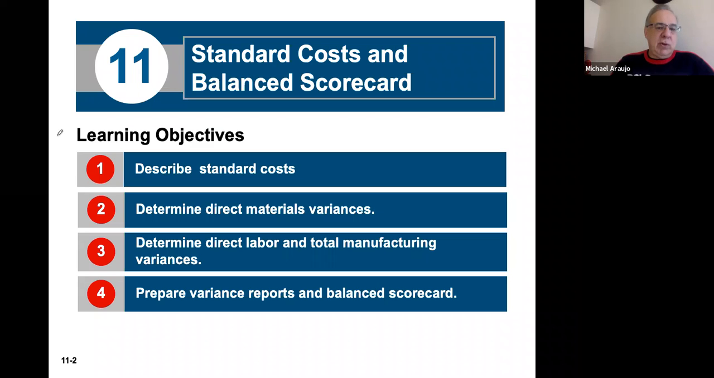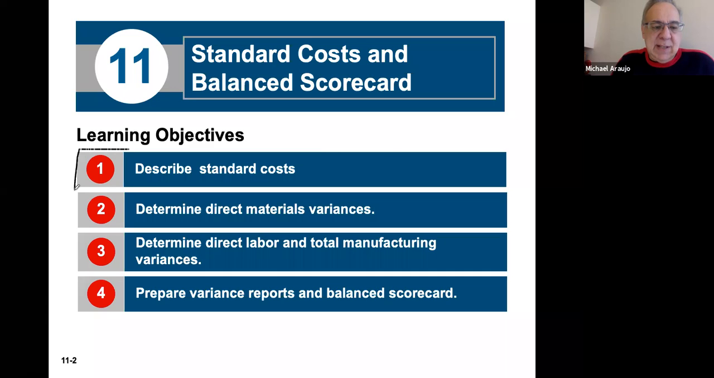Okay, so chapter 11 introduces you to standard costs and something called a variance, which are very important to understand. And chapter 11 ends with an introduction to some of those variance reports that you'll be learning, and something called a balanced scorecard, which is an important concept, and we'll get to that in your next class.